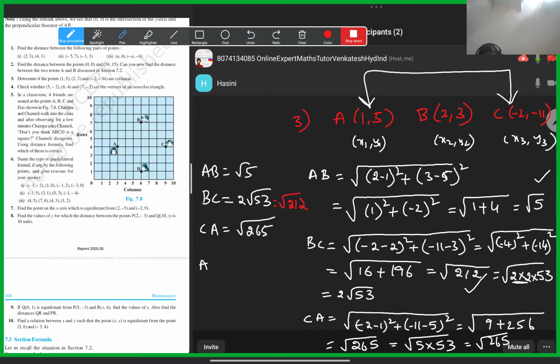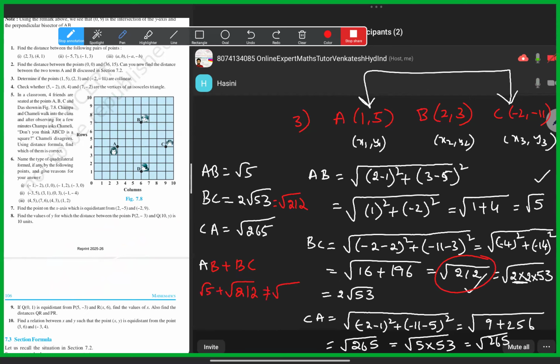We already did it before. Root 212 only we got. So now what I am trying to tell is AB plus BC, that is root 5 plus root 212, is not equal to root 265, Hasni. These both will not be equal. So because of that reason, they are not collinear. We didn't get them the same; the sum will not be equal to root 265, Hasni. Yes, sir.